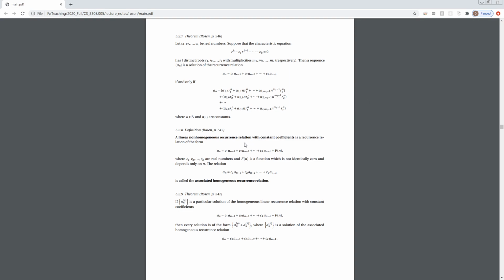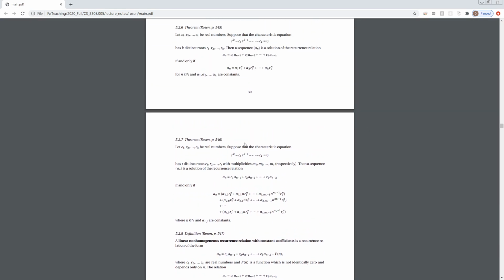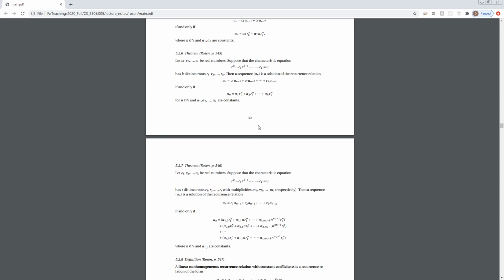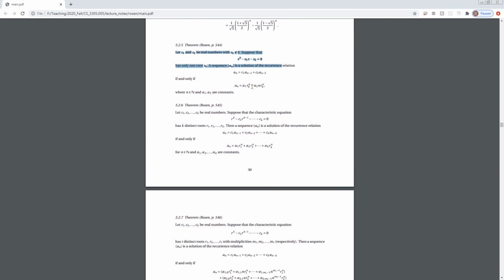We're not going to be solving any non-homogeneous problems, but these next two theorems deal with just the general case. So we dealt with the degree 2 case, right? And so this one deals with the case of multiplicity, right? So that's fine. We'll go over the next three theorems and then we'll be done for the day.